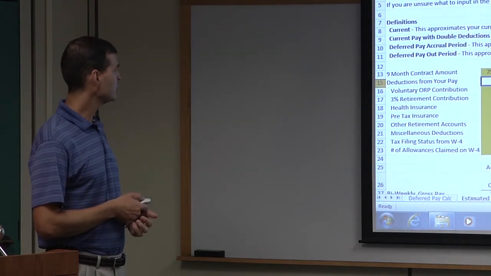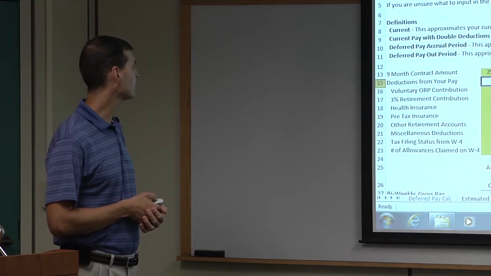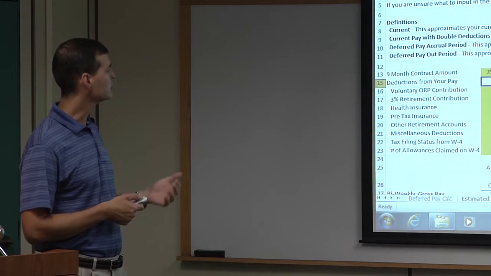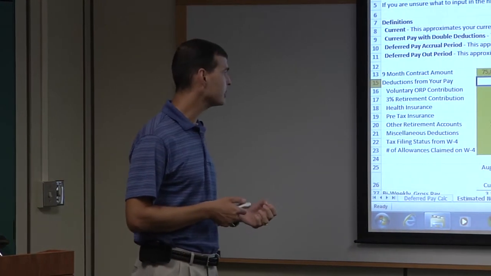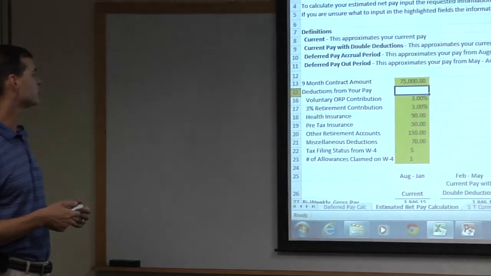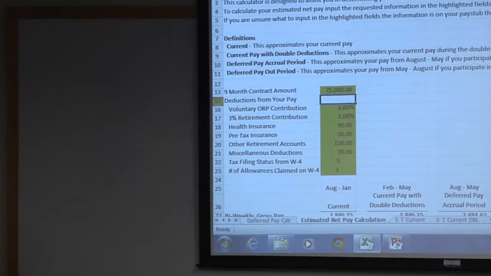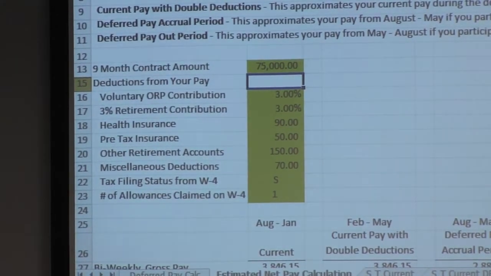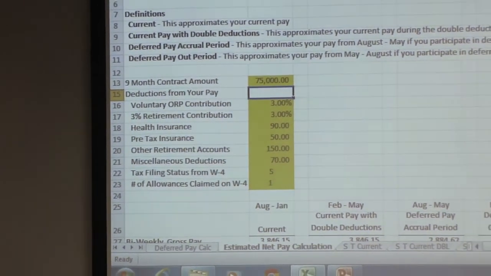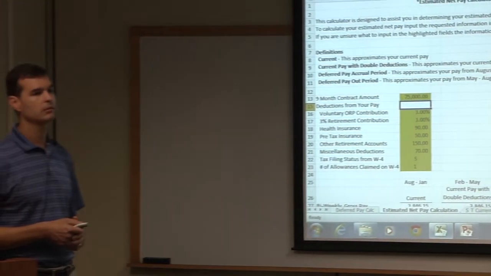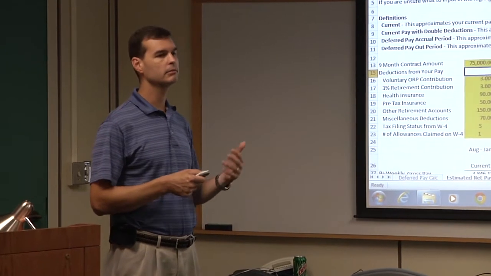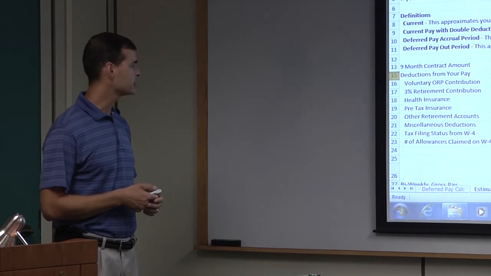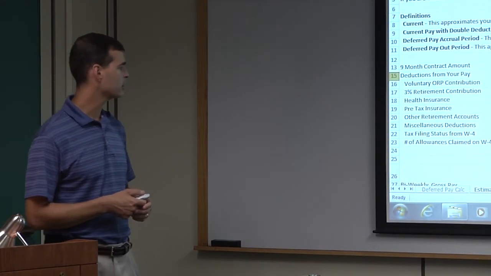So, as you can see, we just made up an amount, and we have sections for you to input your voluntary ORP contribution, 3% contribution, your health insurance, pre-tax insurances. Those are things like dental, vision. You have cancer policies through the state. Those things are pre-tax. And if you have other retirement accounts, you may have a separate annuity through TIAA or MetLife or VALIC or somebody like that. You can input that amount. And then any miscellaneous deductions you may have, such as Nautilus card or foundation.